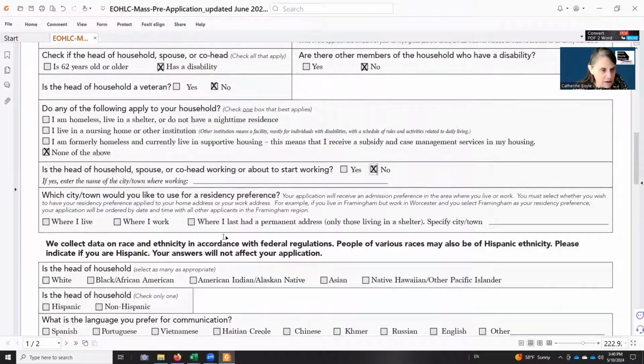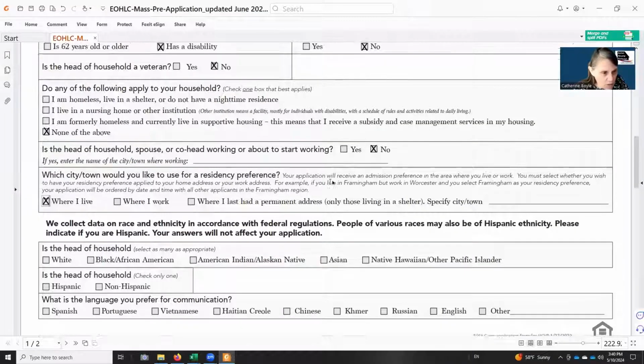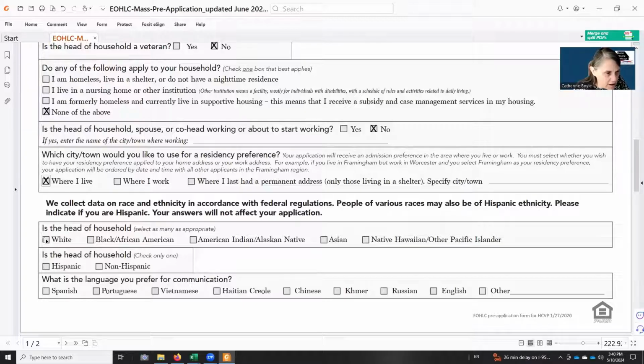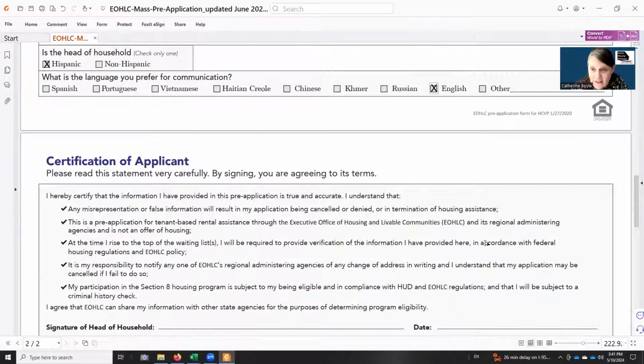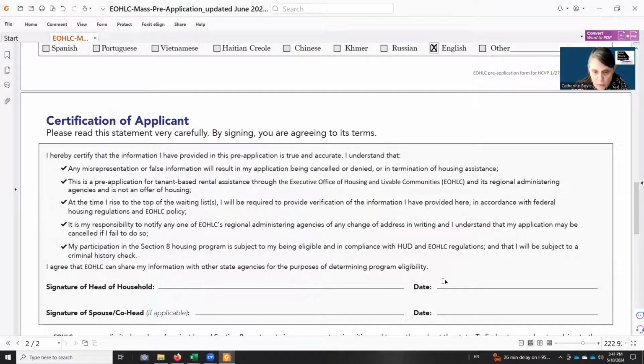And therefore, the city or town we're going to use for a residency preference is where Anita lives. And Anita is white and Hispanic. And the preferred language for Anita is English. Now, that's basically it. At this point, we just put the date, and we're going to say that it's today's date. So we will say May 10th, 2024.